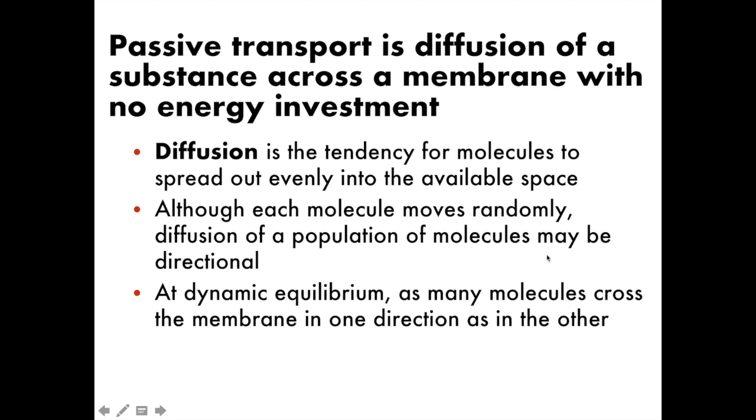Because the molecules are always in motion, they're going to bump into each other, and so they're naturally just going to spread out until something impedes them from spreading out. And even when that happens, they're still going to be bumping into each other, but at equilibrium, you can't tell that they're moving anymore because your tea is not going to get any more brown. The particles in the solution will just keep bumping into each other. They're still moving, but it doesn't look like anything's happening because it's come to equilibrium. So at dynamic equilibrium, as many molecules cross the membrane in one direction as in the other.